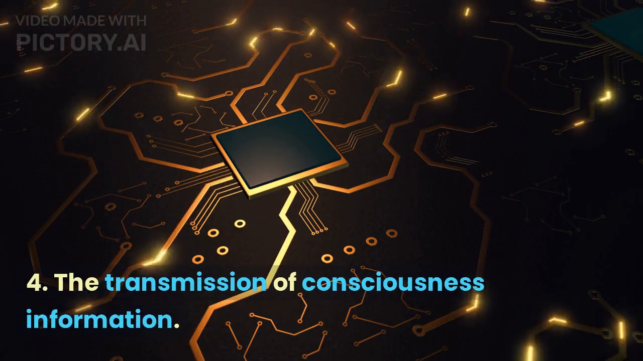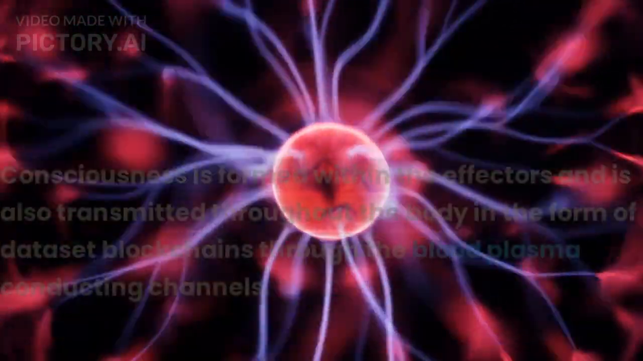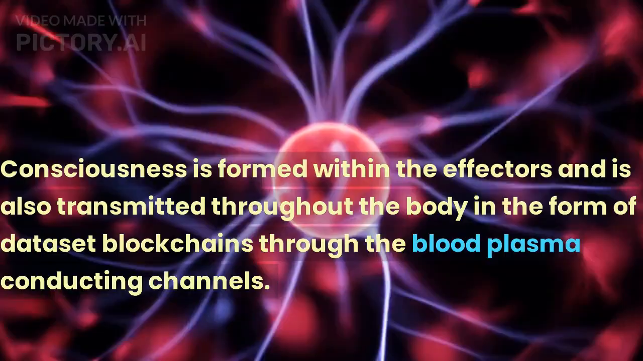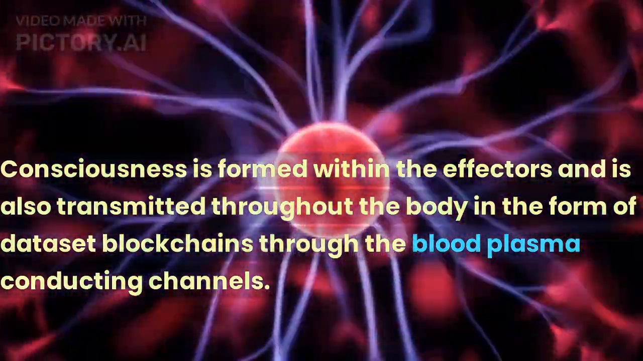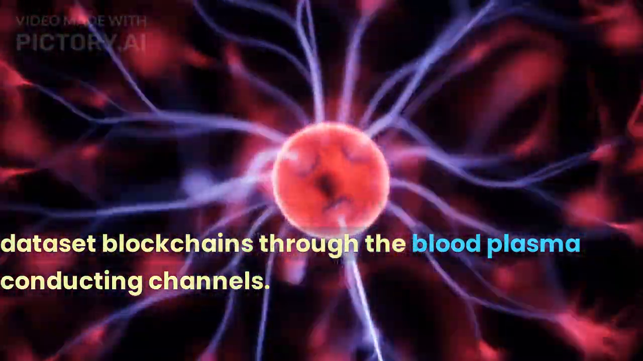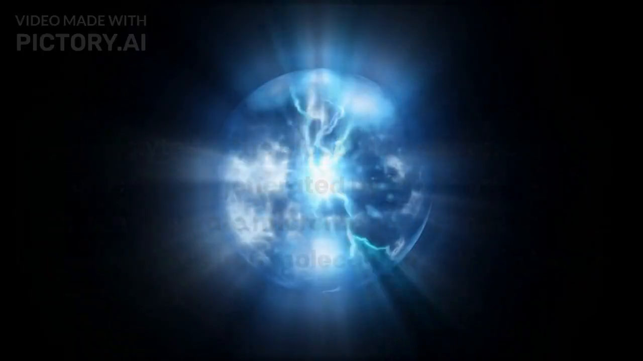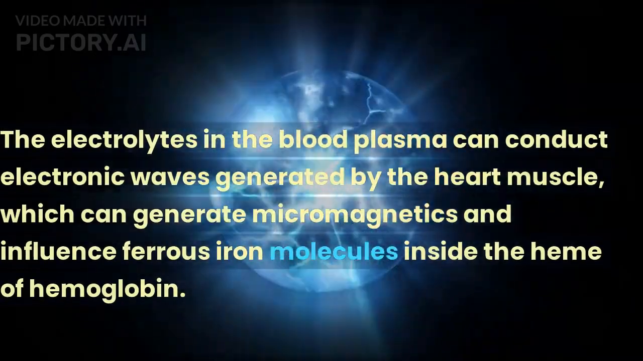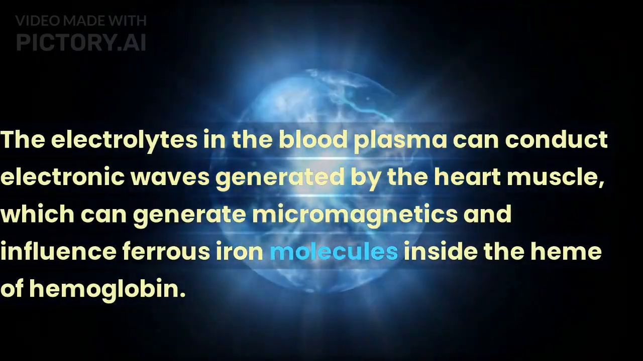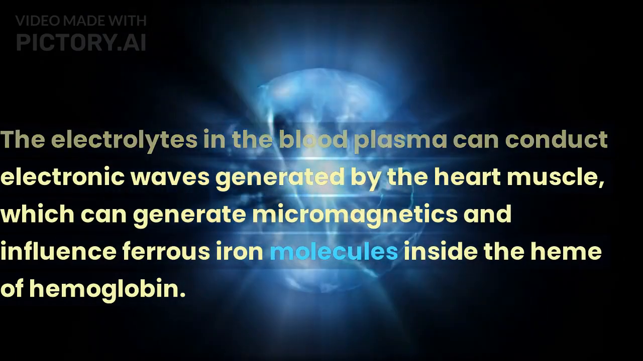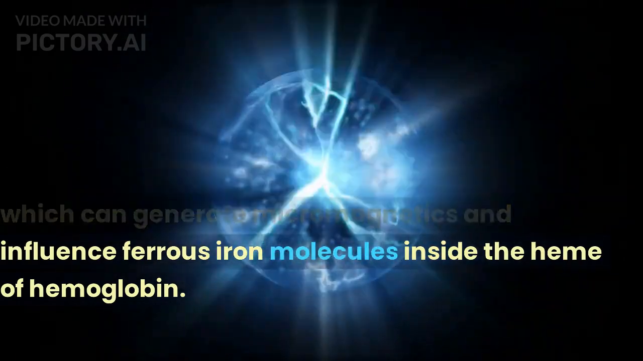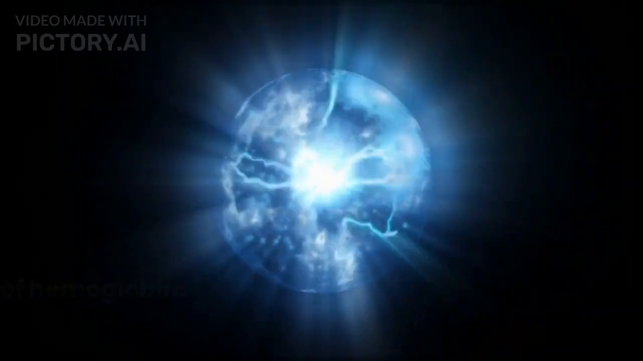4. The transmission of consciousness information. Consciousness is formed within the effectors and is also transmitted throughout the body in the form of dataset blockchains through the blood plasma conducting channels. The electrolytes in the blood plasma can conduct electronic waves generated by the heart muscle, which can generate micromagnetics and influence ferrous iron molecules inside the heme of hemoglobin.